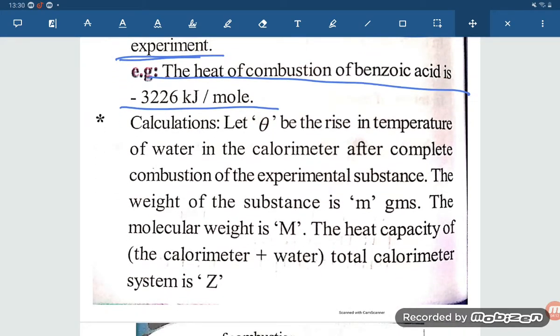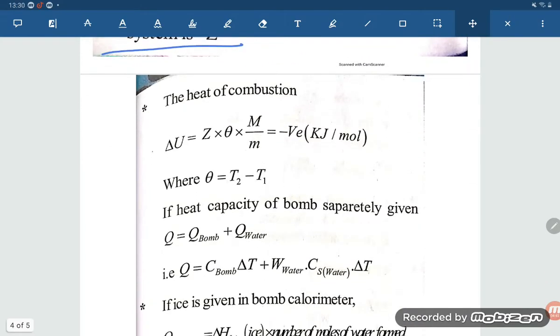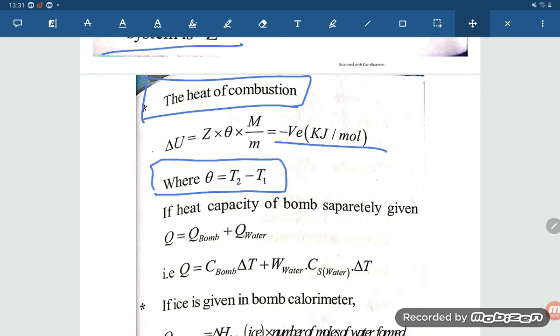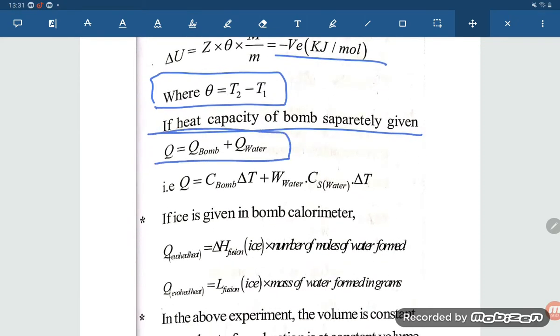Let theta be the rise in the temperature of the water in the calorimeter after complete combustion of the experimental substance. The weight of the substance is m grams. The molecular weight is capital M. The heat capacity of the calorimeter plus water, that is the total calorimeter system, is Z. So what could be the formula? The heat of combustion, delta U, is equal to minus Z into theta into capital M by small m, where theta is T2 minus T1.